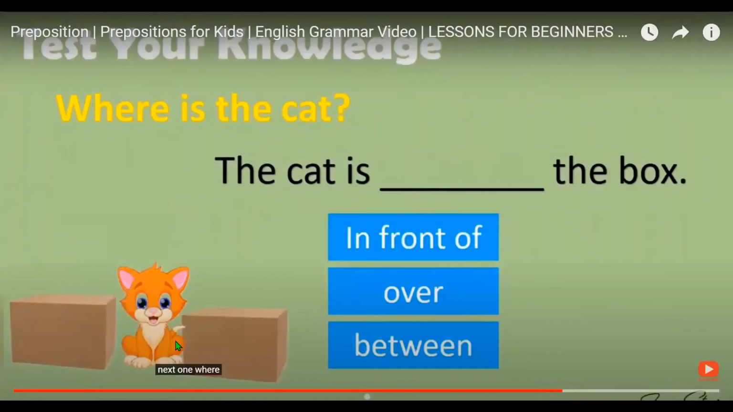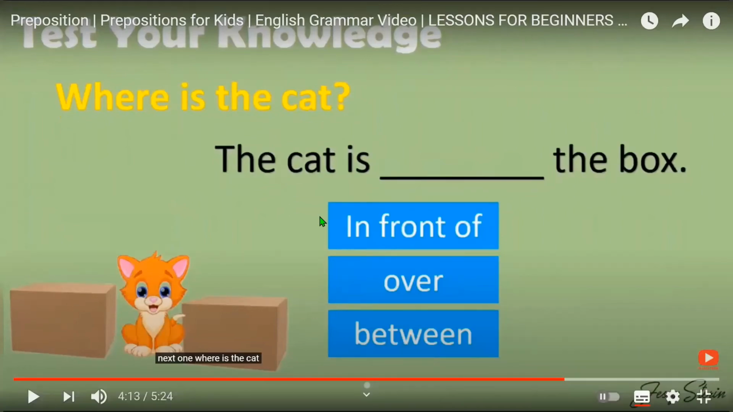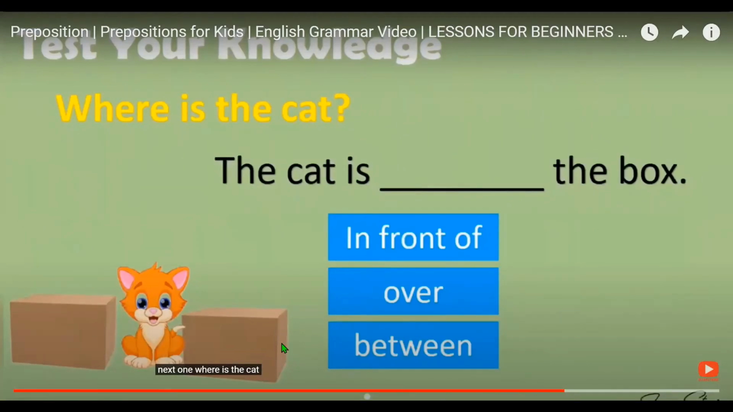Next one, where is the cat? Who is going to tell me? Come on, raise up. Tell me the position of the cat. Ma'am, the cat is between the box. Very good. Not box, but boxes, because there are two boxes. Very good, Athar. The cat is sitting between the two boxes. Right? The cat is in the center.